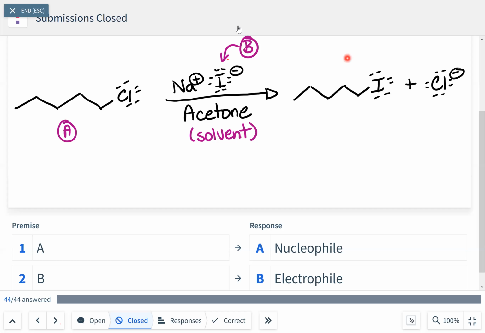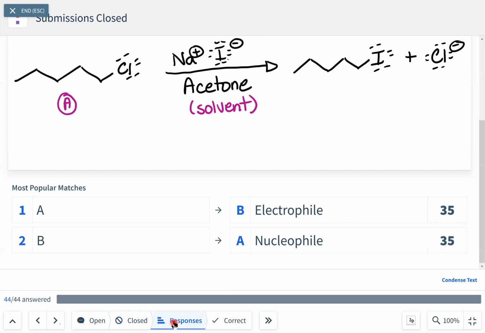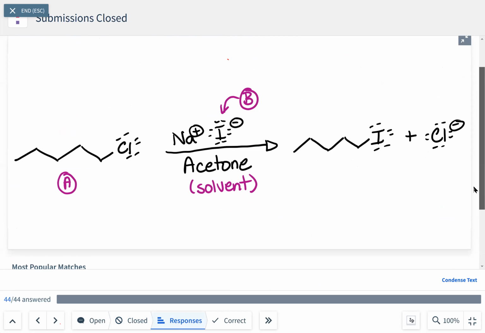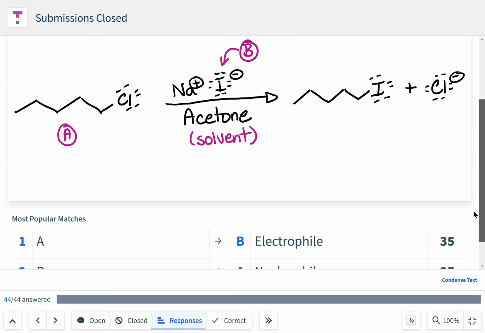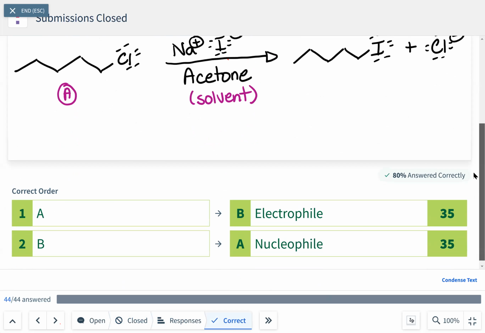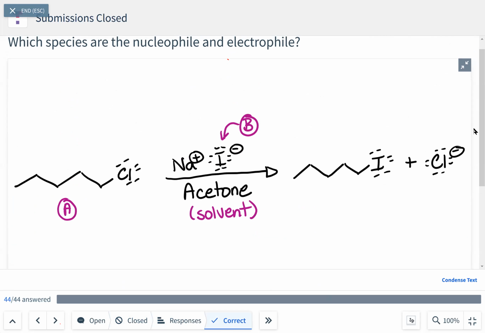Okay, let's see what everybody did. Responses. A is the electrophile, B is nucleophile. 35. Good. Okay, so that is indeed correct. Okay, so let's draw a little bit here.